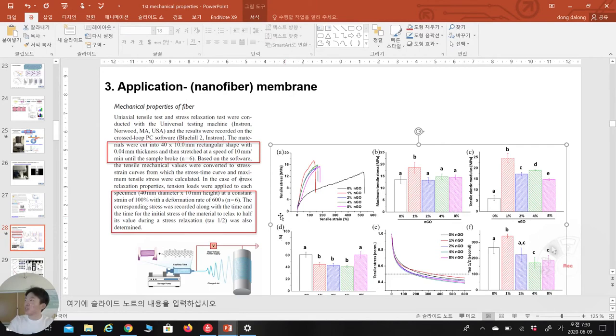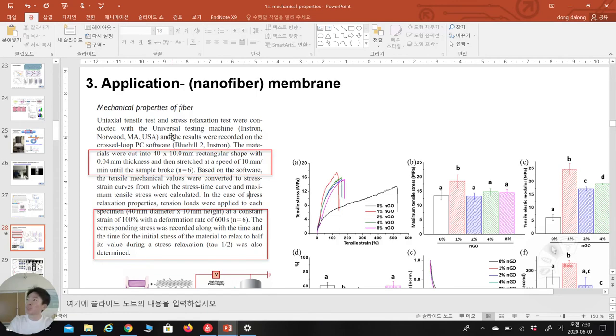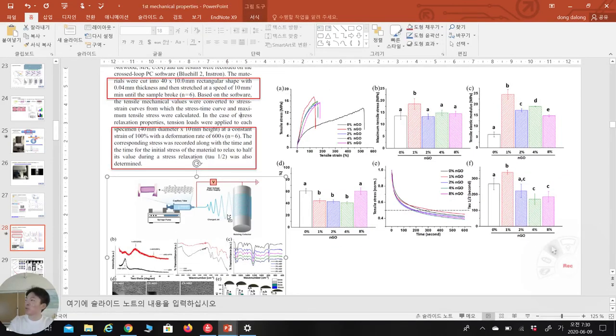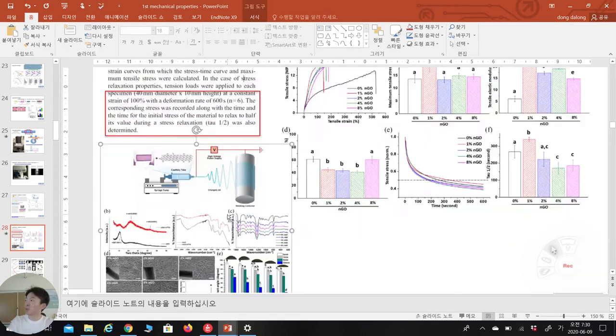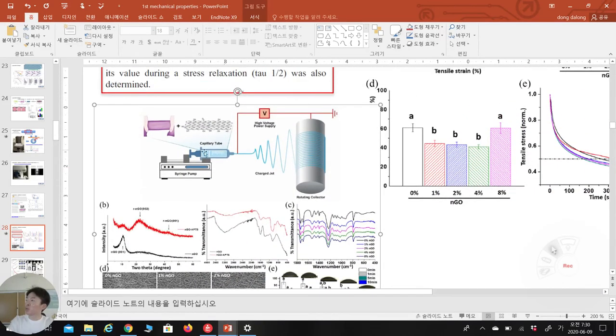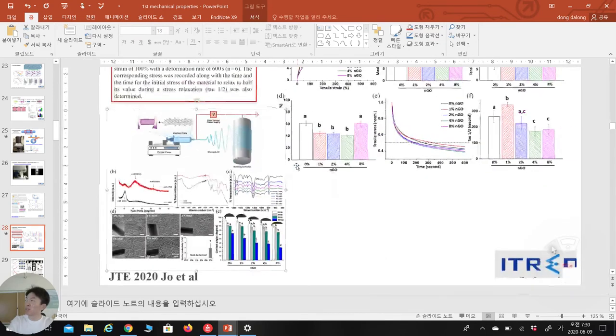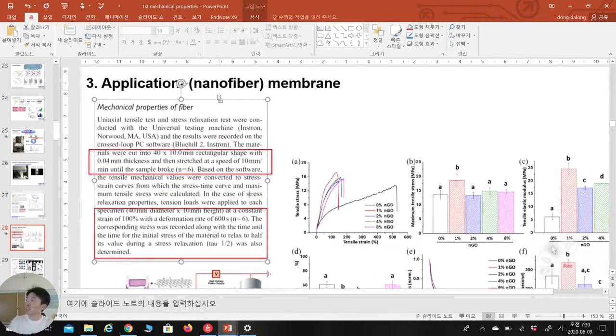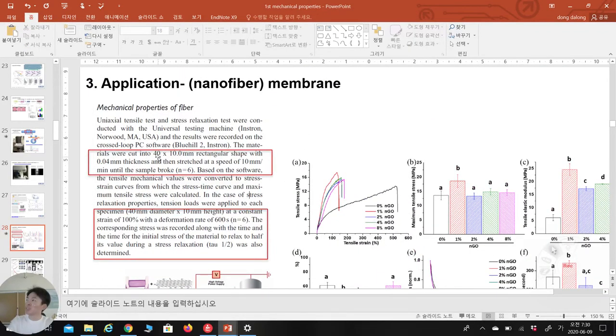And then this is another example. So let's check their materials and methods. This is another polyurethane-based fiber from electrospinning. Using this electrospinning methodology, we can make electrospun fiber using polyurethane. This material has a 40 by 10 millimeter rectangular shape, and the thickness is 0.04, with the speed as always mentioned, until the sample broke. Okay, N number 6.